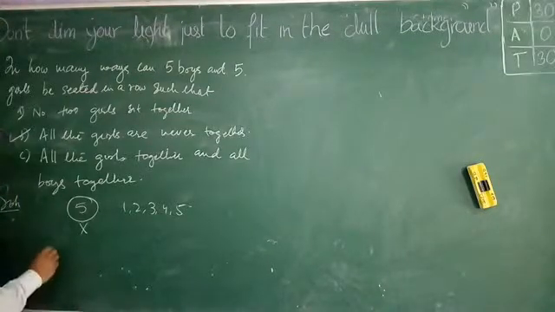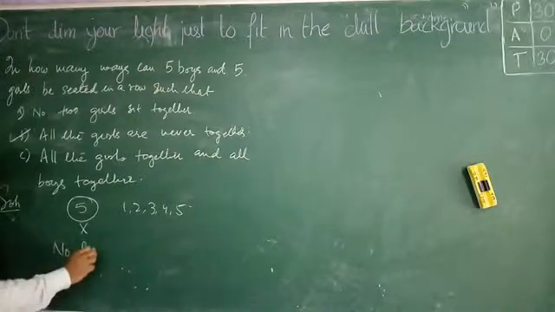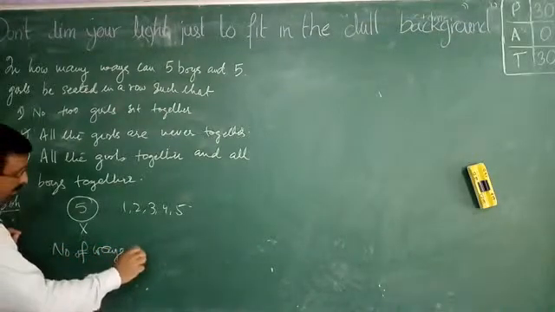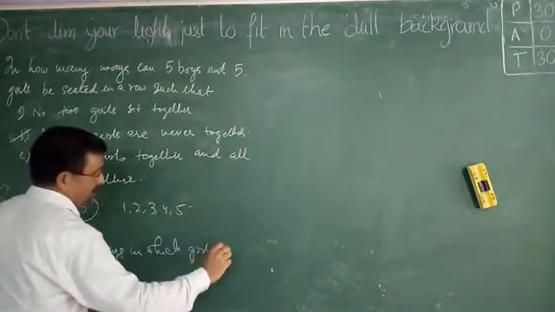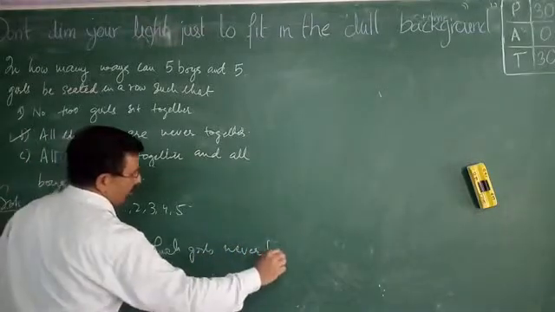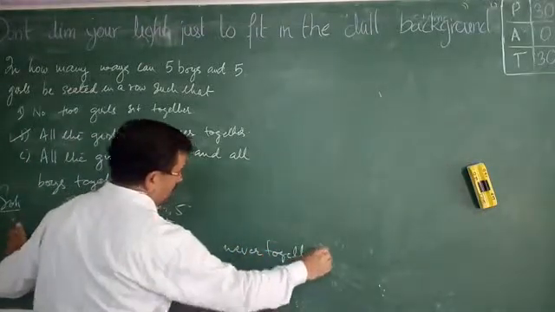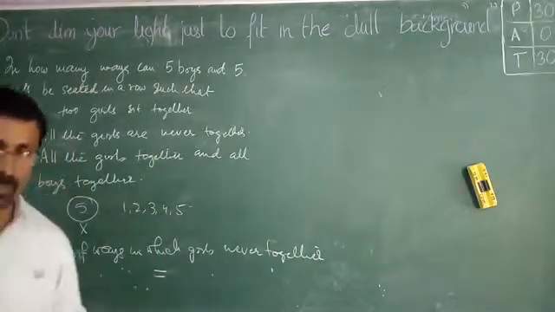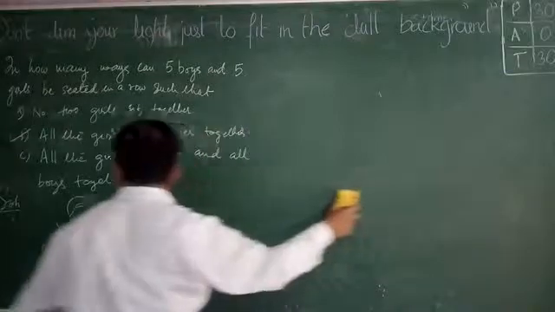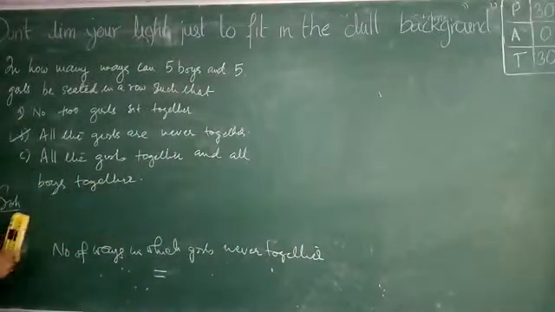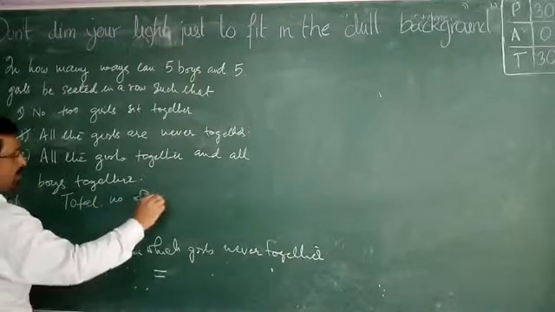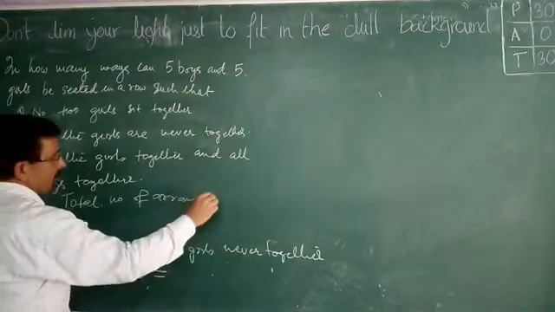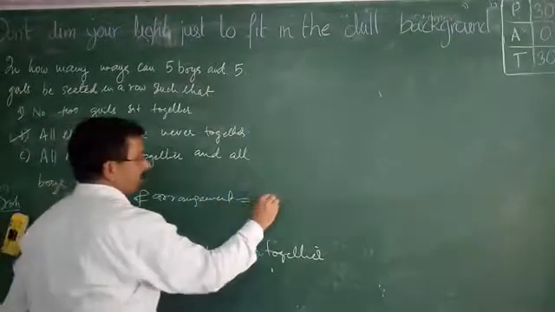Yes, sir. So we can say the number of ways in which girls are never together. To find out this, what are we doing first of all? Finding the total number of ways in which all of them can be arranged. All the boys and girls can be arranged. The total number of elements, the total number of arrangements for all the boys and girls will be factorial 10.